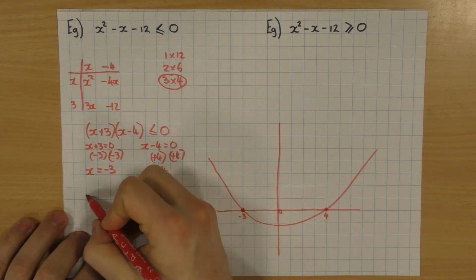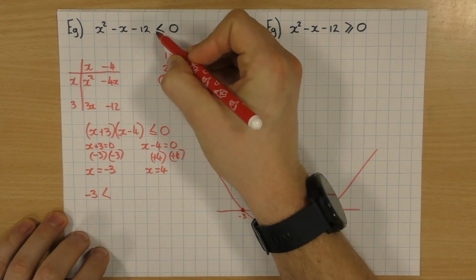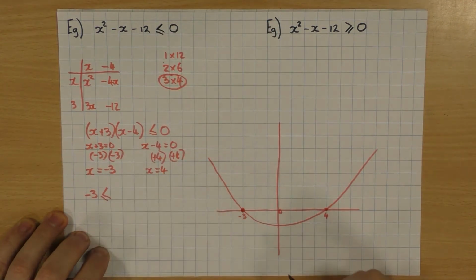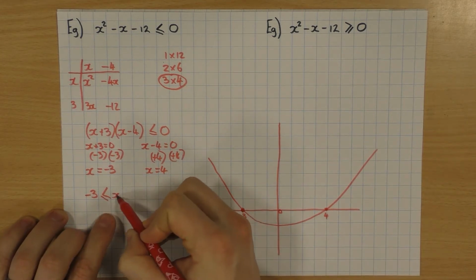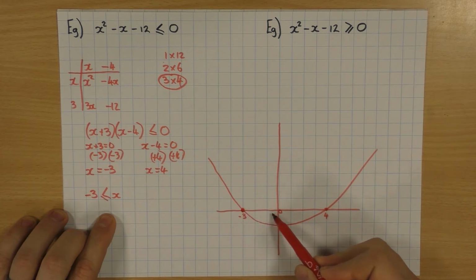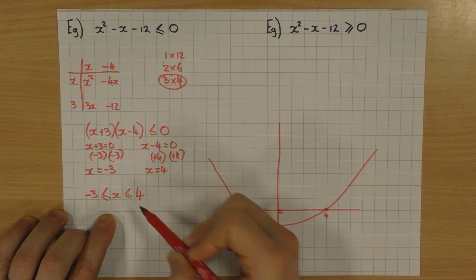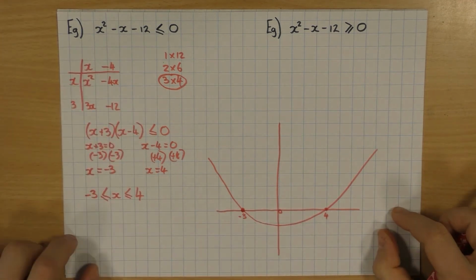So exactly the same thing here, it's minus 3. This time though, because it's a less than or equal to, you must do the same thing there. It can also be equal to. So when x is greater or equal to minus 3, because it's greater than minus 3, but it's less than or equal to 4. Okay, so that's the answer to that one.